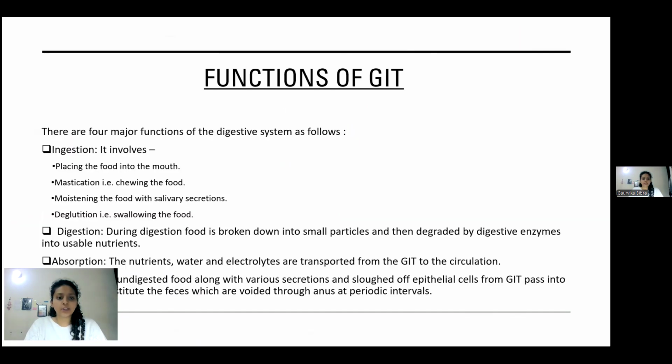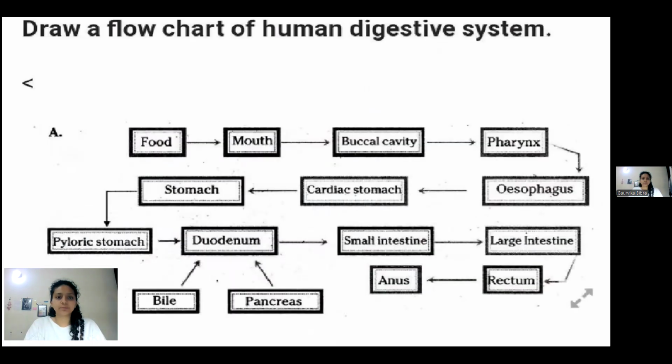Functions of the GIT: ingestion. It involves placing food into the mouth, mastication, that is chewing of the food, moistening of the food with salivary secretions, deglutition, that is swallowing the food. Digestion. During digestion, food is broken down into small particles and then degraded by digestive enzymes into usable nutrients. Absorption. The nutrients, water, and electrolytes are transported from the GIT to the circulation. Elimination. The undigested food, along with various secretions and sloughed off epithelial cells from GIT, passes into the rectum and constitutes the feces, which are voided through the anus at periodic intervals.